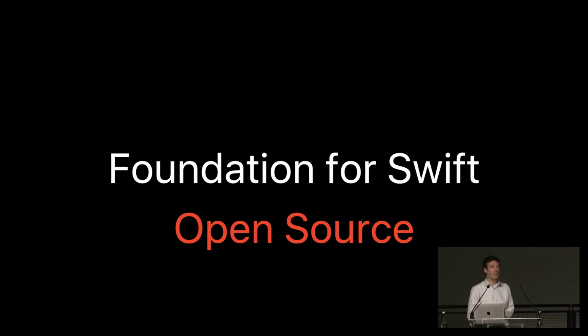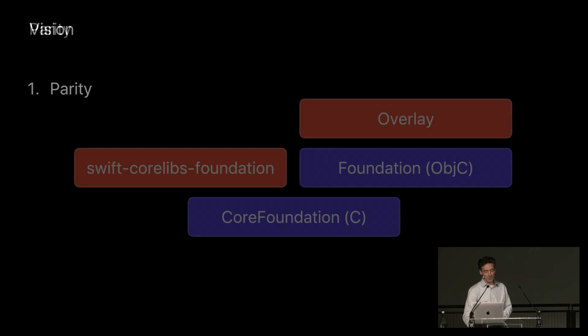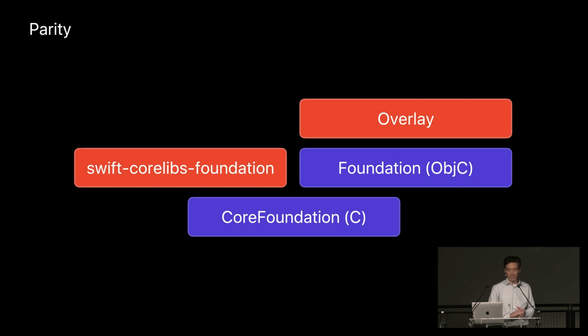So what we're talking about today, though, is the beginning of this process. So I'd like to lay out a vision for where we see this project going and talk about what's next. So first, parity. As a unified project, we can use the same Swift code for all platforms.